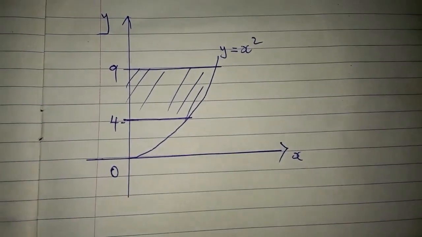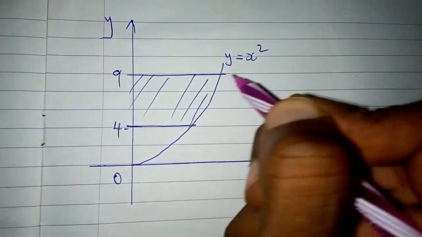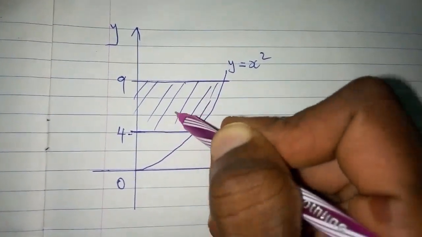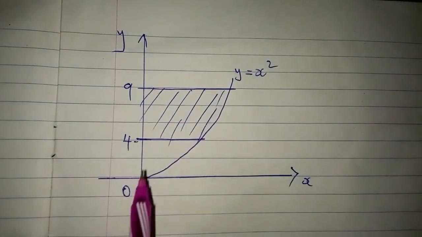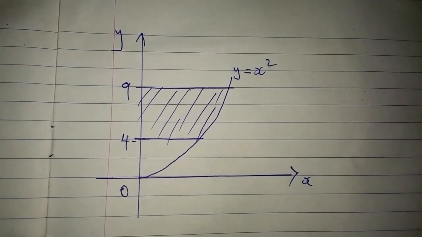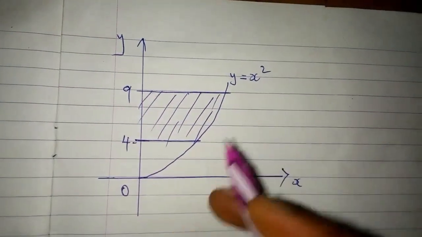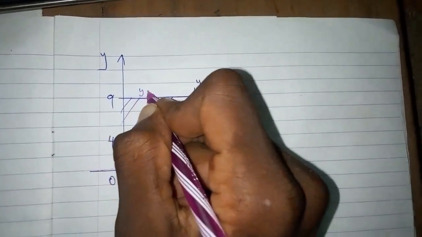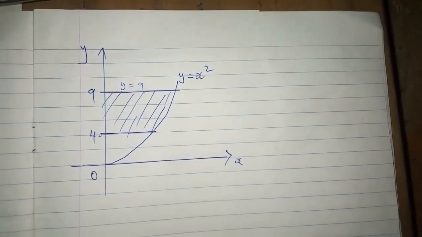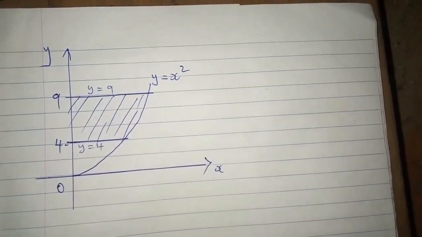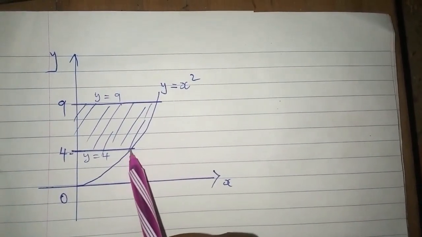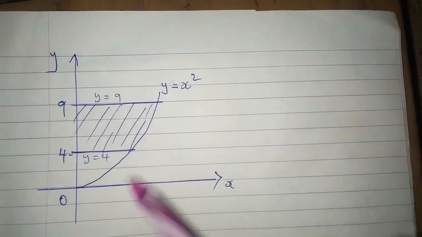Yes, now the question here is to find the area of the shaded region. As you can see, we have a curve and two lines. For the two lines, this line here is y is equal to 9, and this line here is y is equal to 4. So let's find the points where the two lines intersect with the curve.